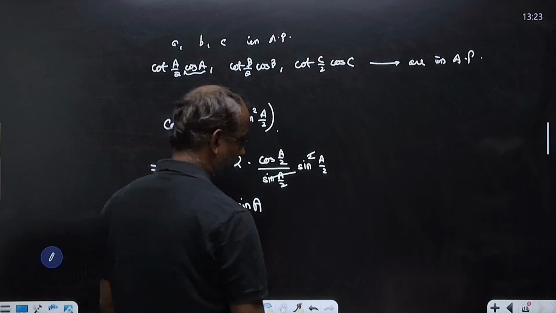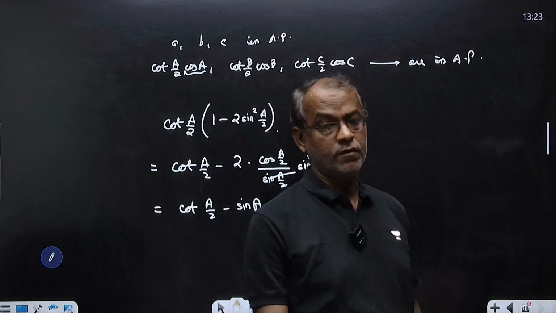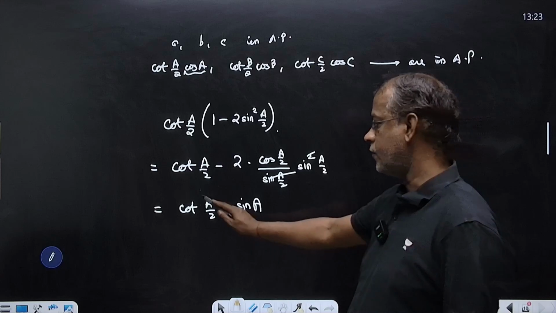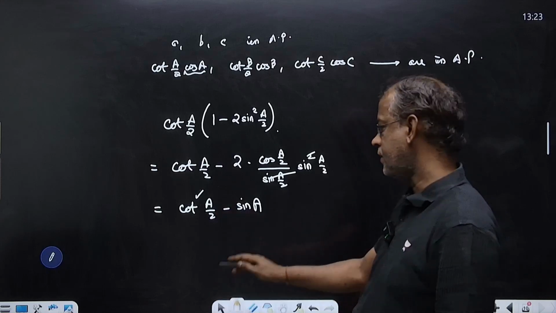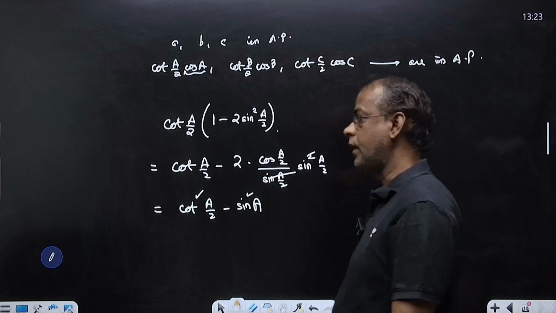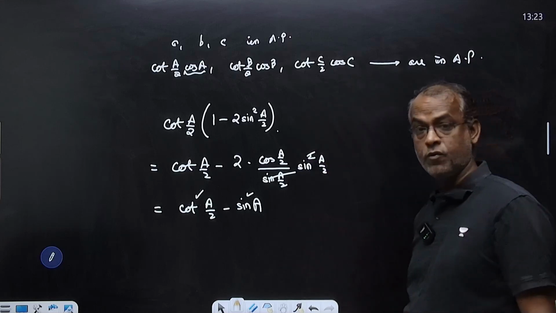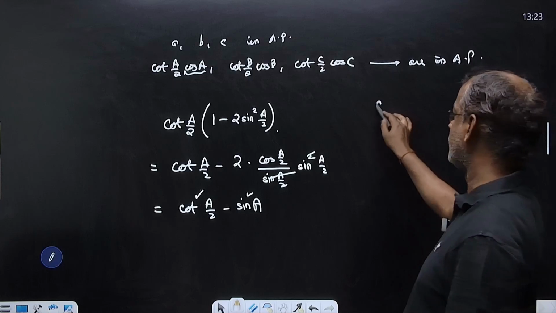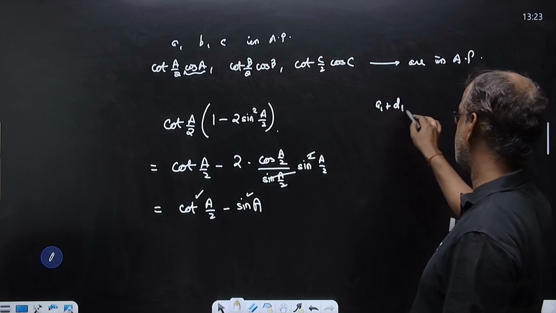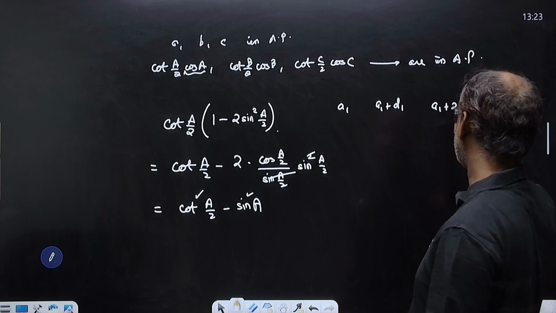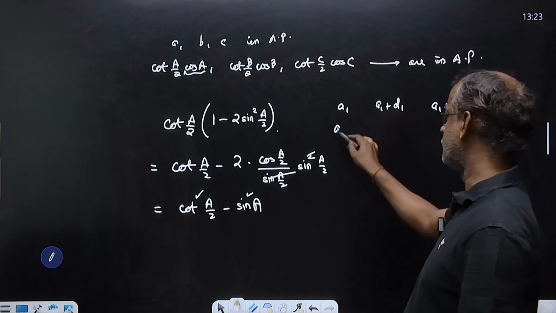And we know already, even though this is a fact that we have just now known, but if you remember this, cot A by 2, cot B by 2, cot C by 2 are in AP. Sin A, sin B, sin C are in AP. Okay. So, difference of corresponding terms of an AP will also result in an AP. Suppose you have one sequence A1, A1 plus D1, A1 plus 2D1, and there is another sequence A2.